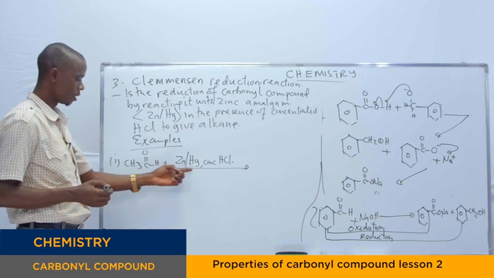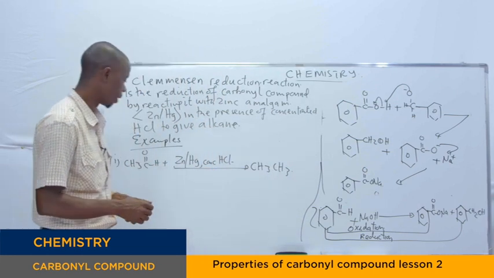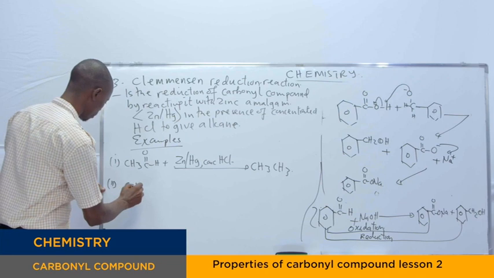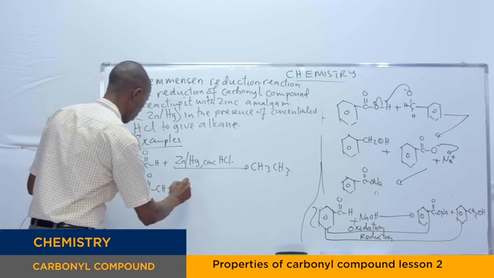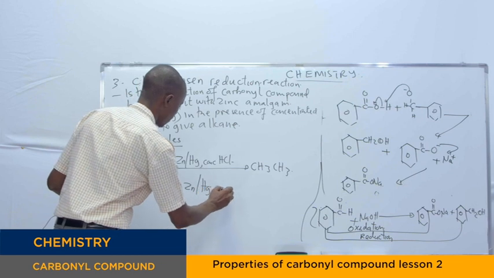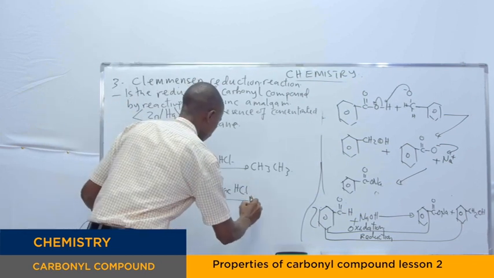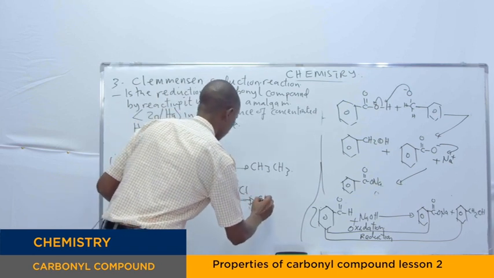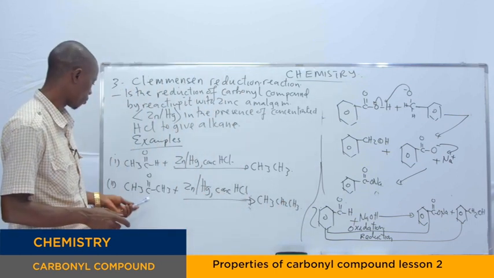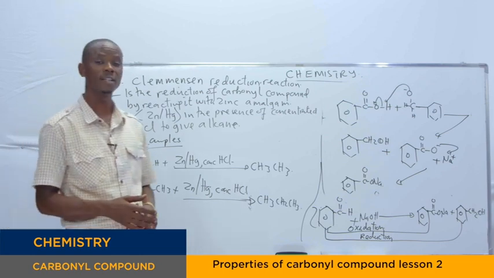This is ethanal. It can be reduced to form an alkane. The alkane which is formed will have the same number of carbon atoms as the carbonyl compound. Or if we give the example of a ketone, we are going to get an alkane, which is propane, from this one. So you can see the number of carbon atoms is similar to the number of carbon atoms present in the carbonyl compound. So this is the Clemmensen reduction reaction.